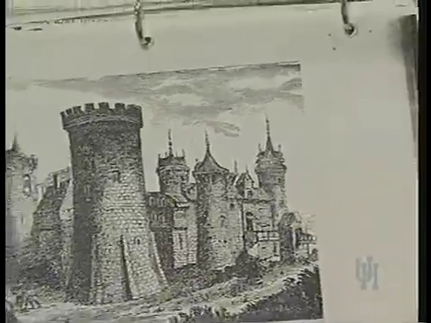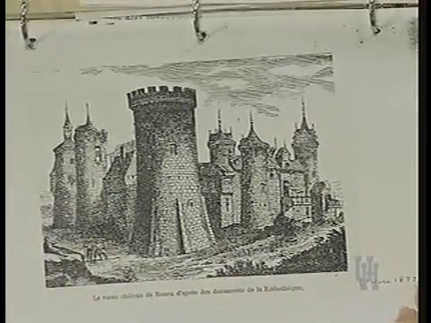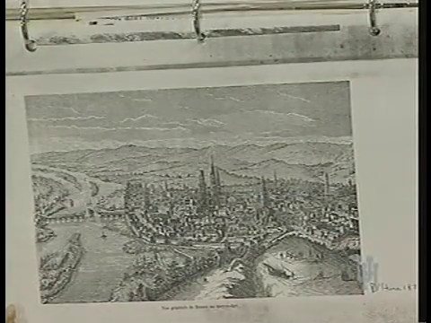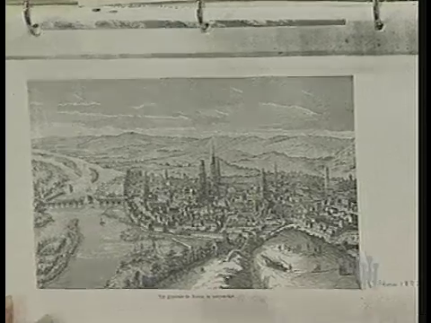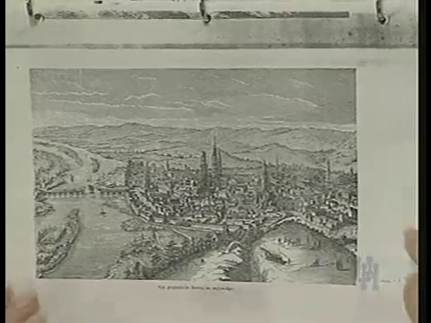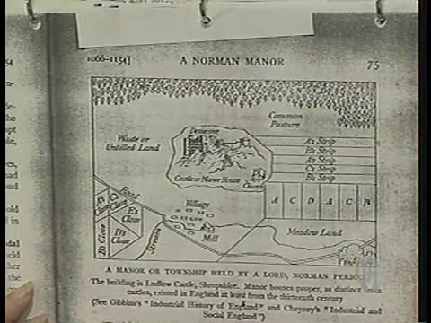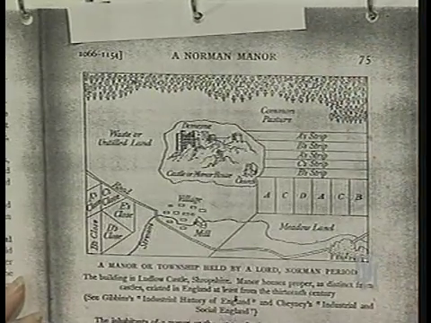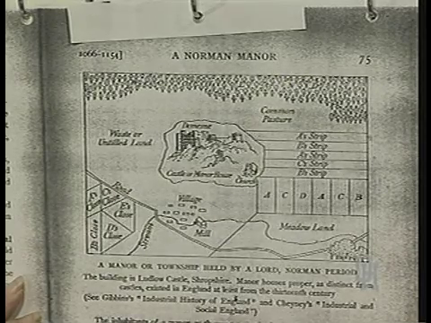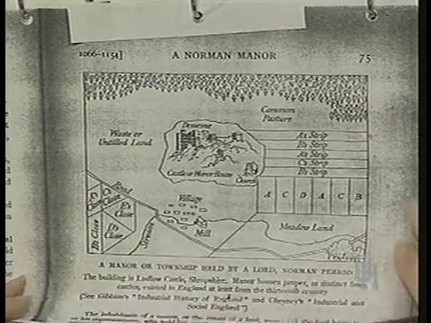Here is the Norman castle at Rouen that William the Conqueror began building and his son Henry I finished. And here is the medieval city of Rouen in the Middle Ages. This is what the city would have looked like with its churches in the middle. And here is the kind of Norman manor that the Normans had in Normandy, with their manor house and their lands and the appurtenances to it, which they later had in England as well.